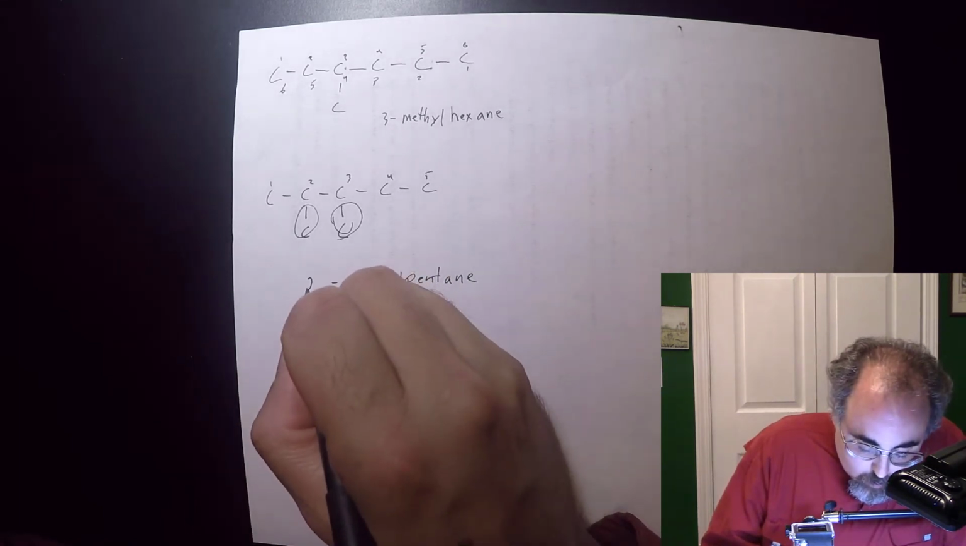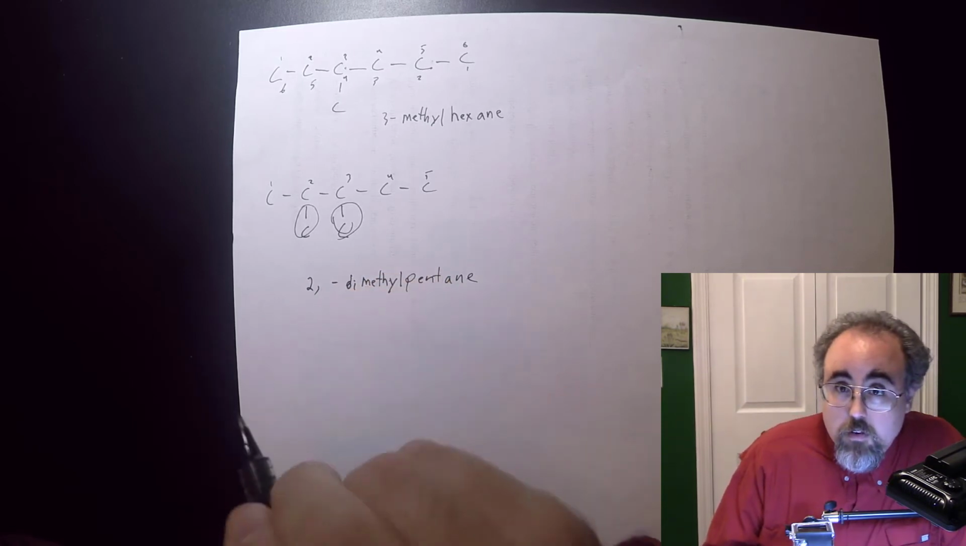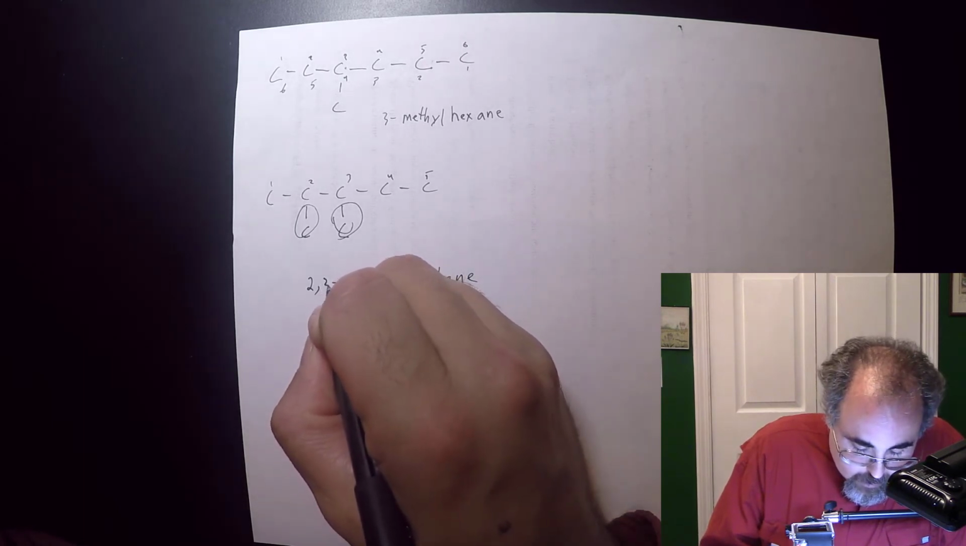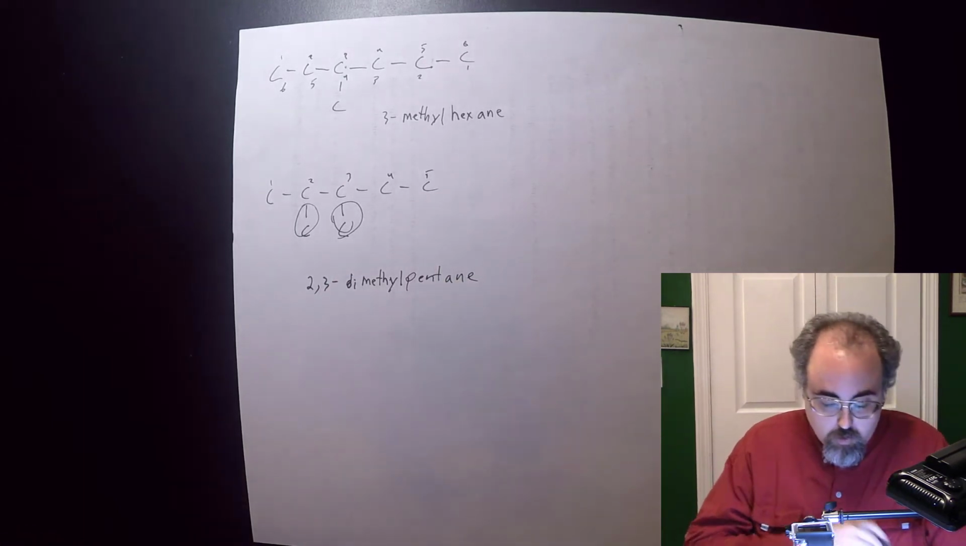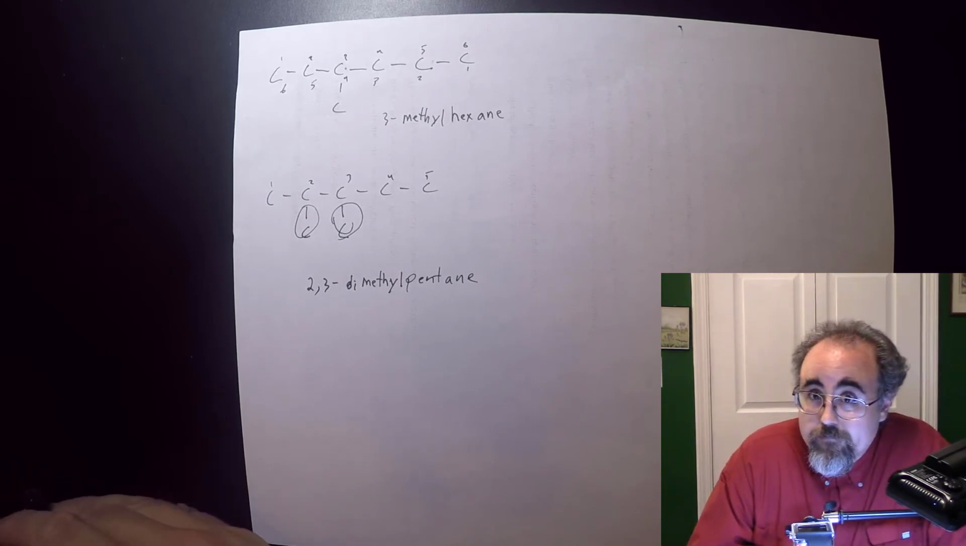They are on the 2 and I use the comma to indicate that it's not a 23, it's a 2 and a 3. It's on this 2 and the 3rd carbon. So 2,3-dimethylpentane. Fairly straightforward. Let's go for another one.